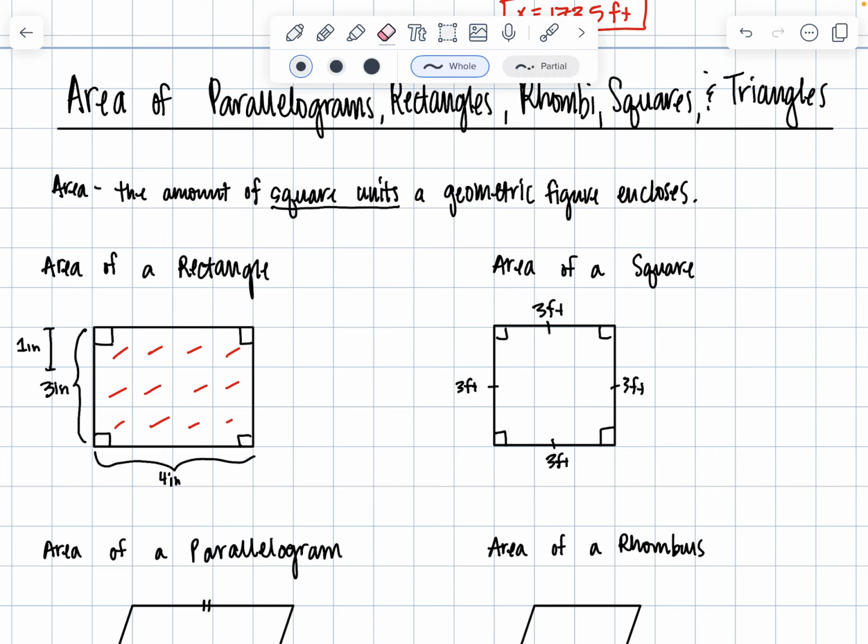Thus, this will be 12 units squared, and this unit of measurement, as you can see here on the far left, is in inches because 1 square is an inch. This would be 12 square inches, or inches squared.